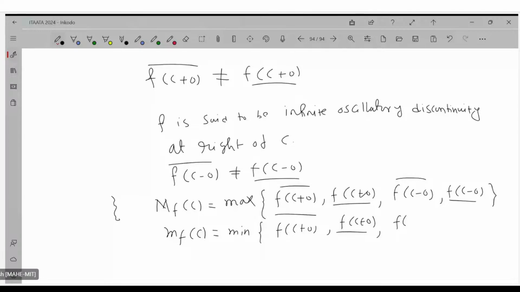Now in this case, it might be possible that M of C will be infinity, or this might be infinity and minus infinity, now it's allowed. In the last cases, capital M f of C and small m of C were all finite values. Okay. Now if it is okay to define, then we'll define again the oscillation of f at the point C. So this is again oscillation.